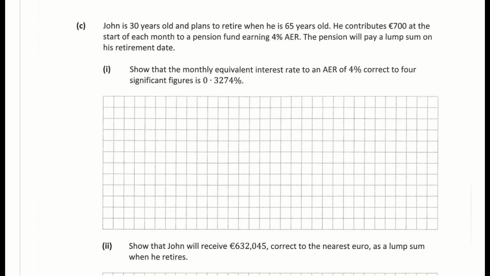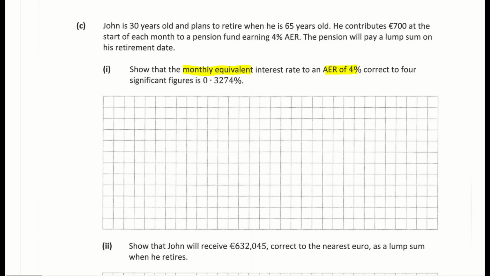Okay, see part 1. John is 30 years old and plans to retire when he is 65 years old. He contributes €700 at the start of each month to a pension fund earning 4% annual equivalent rate, and it'll be a lump sum when he retires. Show that the monthly equivalent rate, so we need to do a little bit of conversion here between rates. We need to find the monthly equivalent rate of an annual rate of 4%. They've given us the answer, but that's what we need to show.